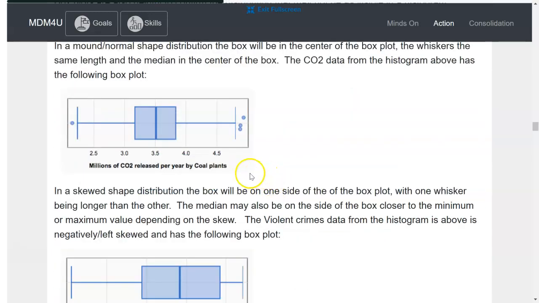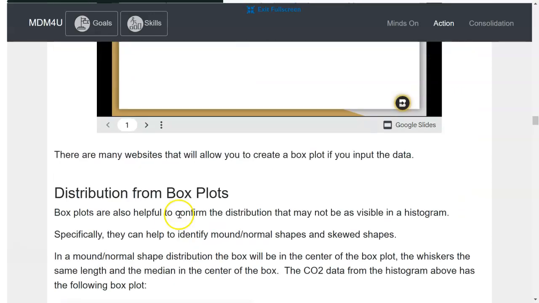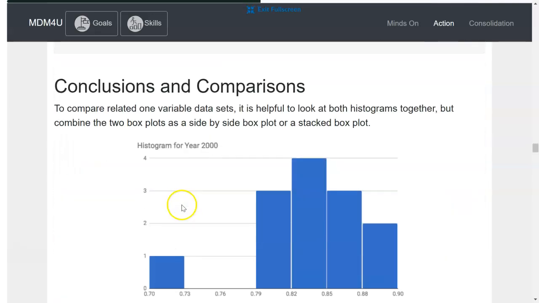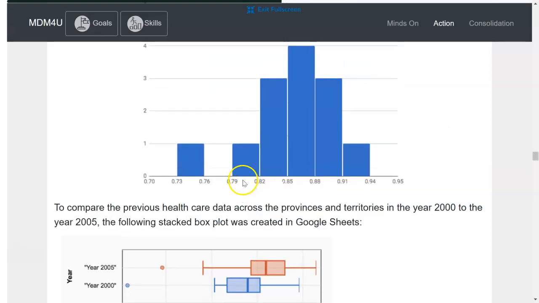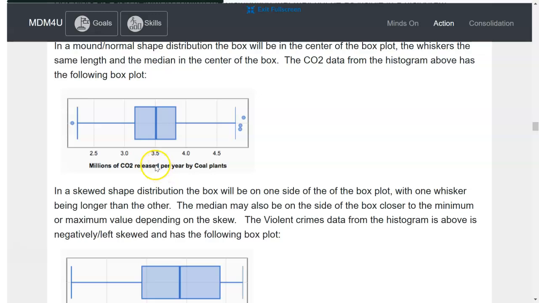So we look at this group here. Let's just look at violent crimes. Here, the violent crime data from the histogram above is negatively skewed. We'll talk about how that works in a second. But there's two things I want to do. One is to compare box plots themselves. But another thing is to go back to what we were talking about the other day about distribution types.